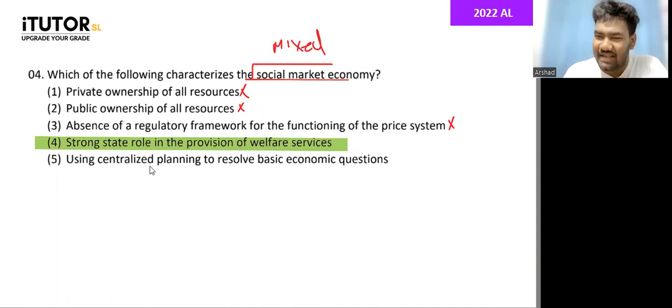Use centralized planning. Now remember, what did I say? I said a social market economy is very similar to a market economy, but government will intervene for social welfare. So can you say they use centralized planning? What do they use to solve the basic economic question? They use the price mechanism. The price mechanism is used to solve the basic economic problems, because this is very similar to a market economy, but government will intervene. Is that okay? Fine.